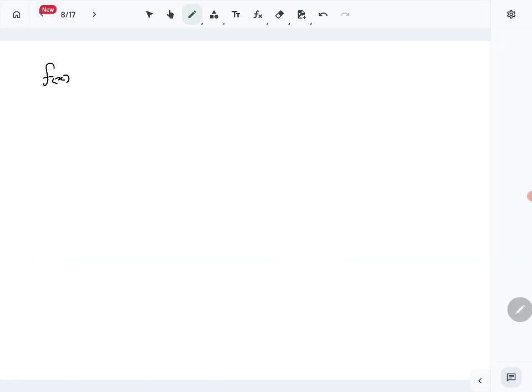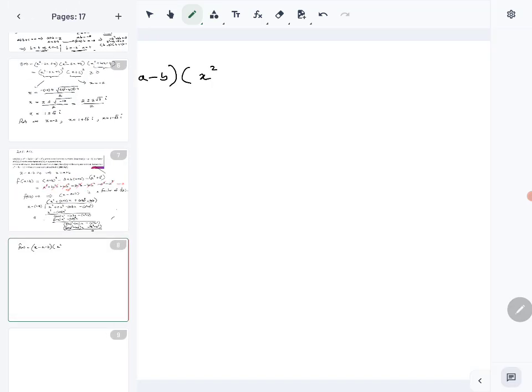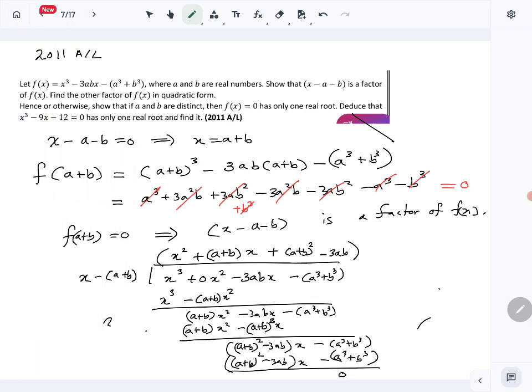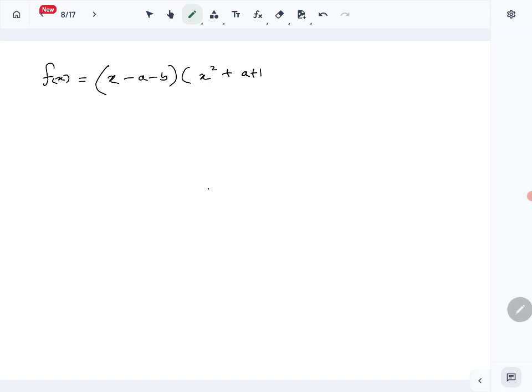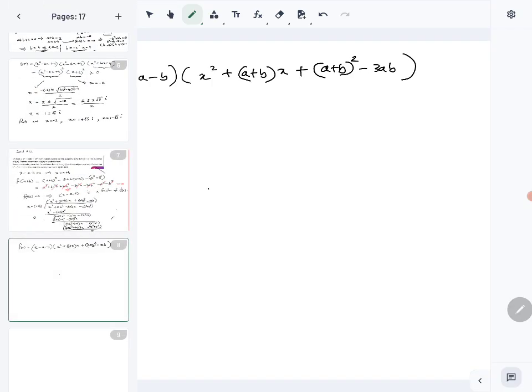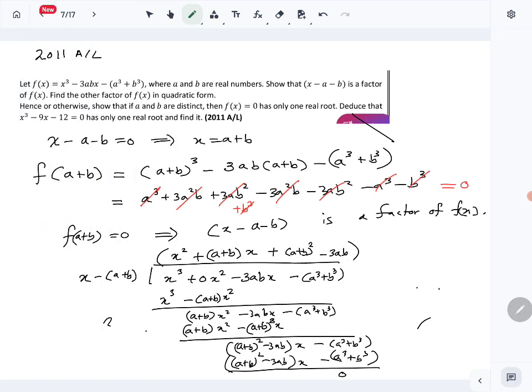f(x) is equal to (x − (a + b)) times (x² + (a + b)x + (a + b)² − 3ab). Right, so that part is done. Now let's see what to do.